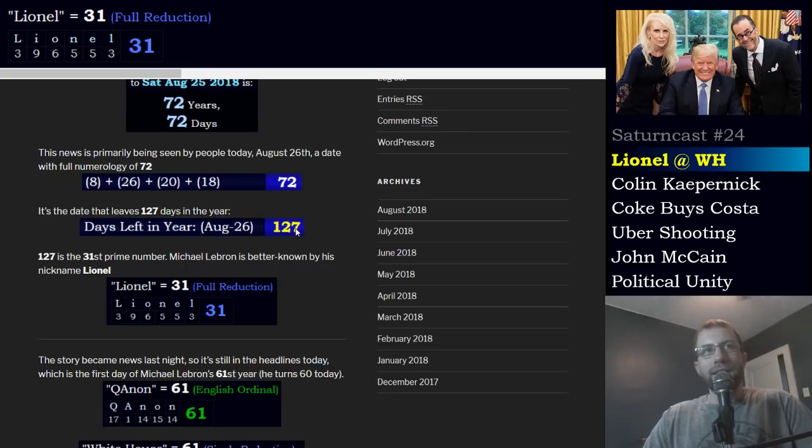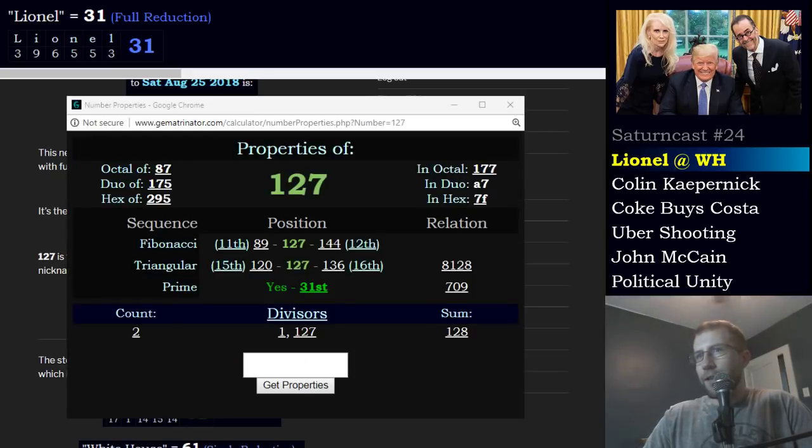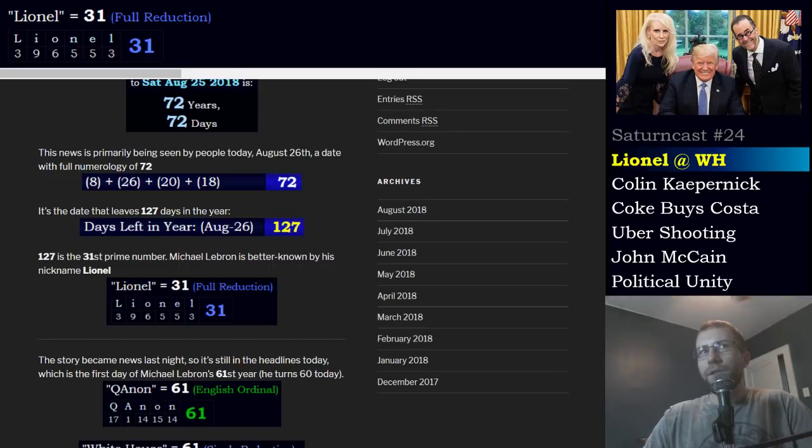So August 26th, the date that we got this story, is the date that leaves 127 days in the year. 127 is a prime number. As a matter of fact, it's the 31st prime number. In our standard reduction, the name Lionel equals 31.